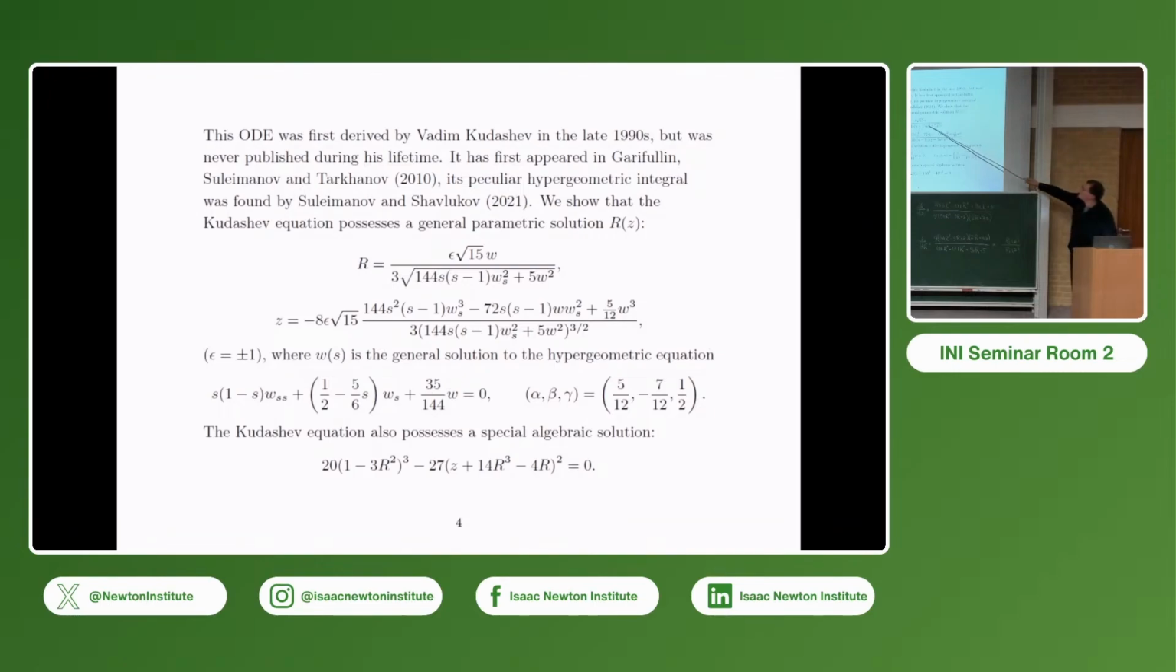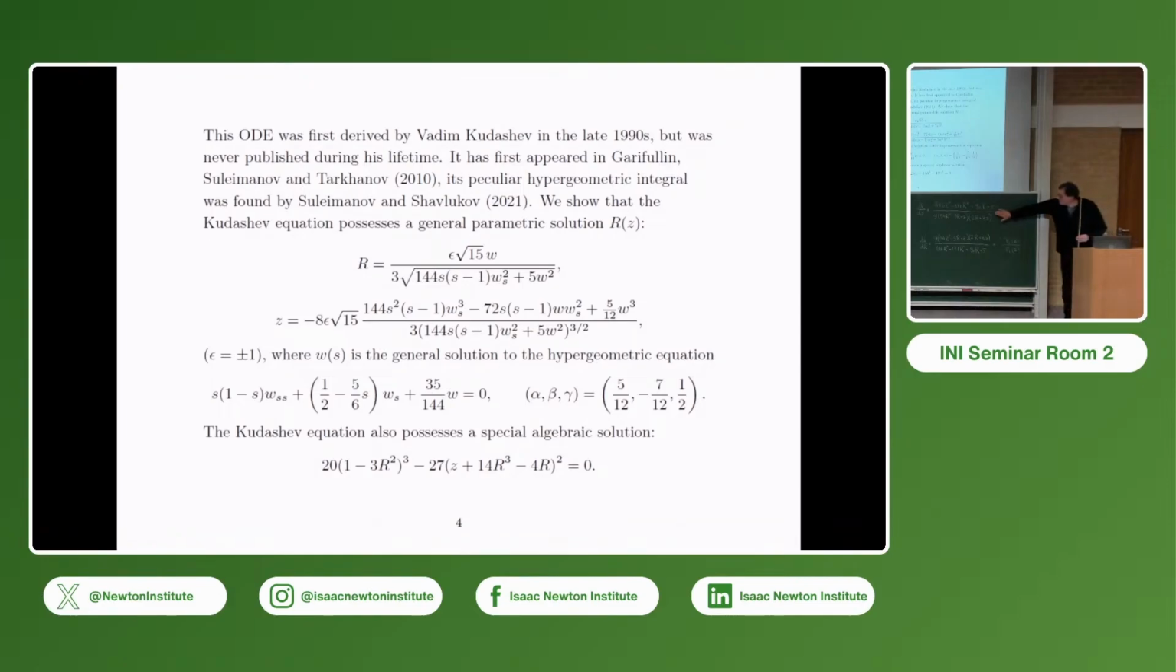Now, what is the general solution to this equation, R of z? So we introduce this hypergeometric equation for W of S. This hypergeometric equation has parameters alpha, beta, gamma equal to these three. So let's take this particular hypergeometric equation. Let W be a generic solution to this hypergeometric equation. Let's introduce R as a function of S and Z as a function of S by these formulas. Then the claim is that R of Z solves this ODE. It's a generic solution to this equation.